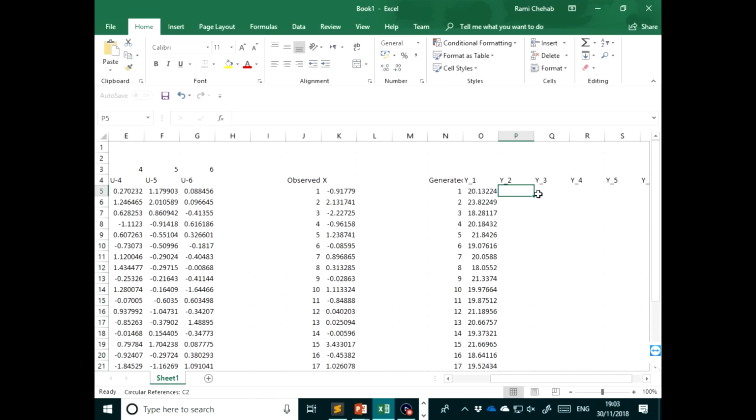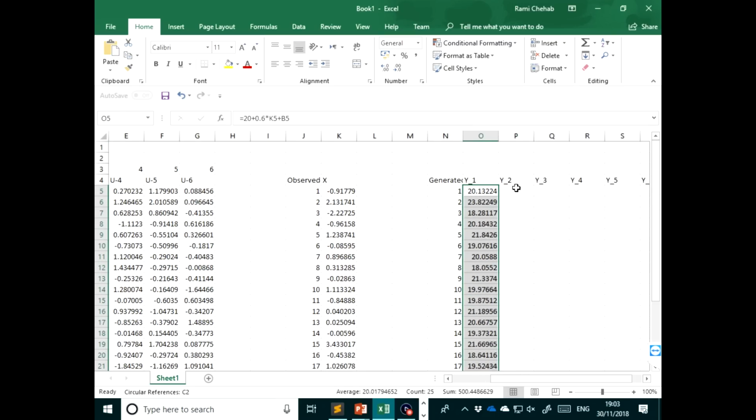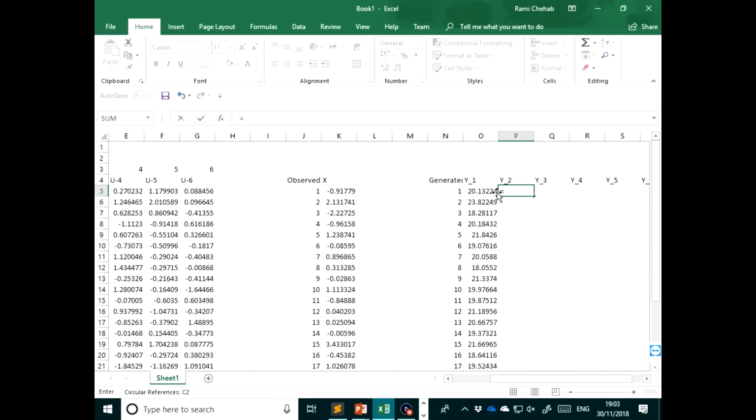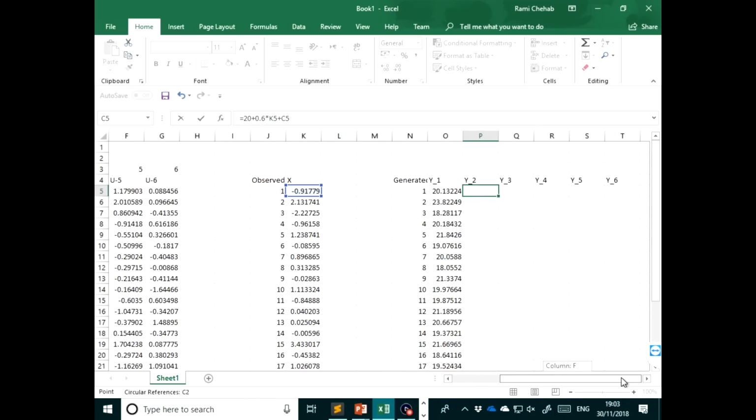And when it comes to y2, this is experiment number 1. So these are the y's, the observed values of y's for experiment number 1. For experiment number 2, we have to do the same thing. So we have 20 plus 0.6 multiplied by x, which is this value over here, plus the error term over here. So it's error term number 2. Okay, and we press enter.